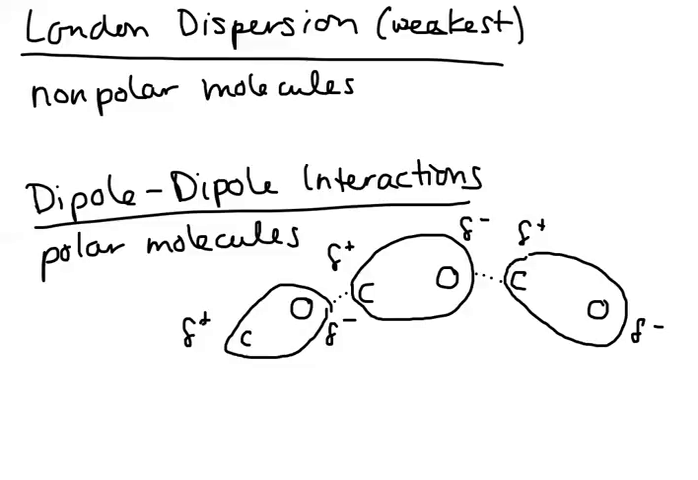And this is how polar molecules interact. They attract, because one end is slightly positive, and then the next one will align with its negative end. Any questions on this?